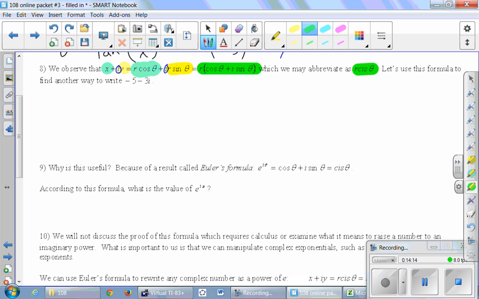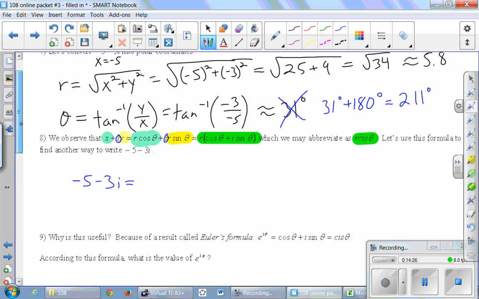Okay, so let's use this formula to find another way to write -5 minus 3i. Okay, so -5 minus 3i is equal to, so it's an r in the front. Now the r we just found up above was 5.8, roughly. 5.8 times cosine of the theta, that was about 211, plus i sine of theta, 211.